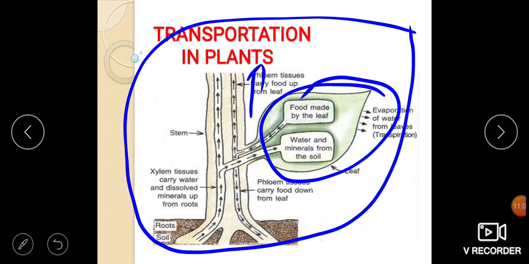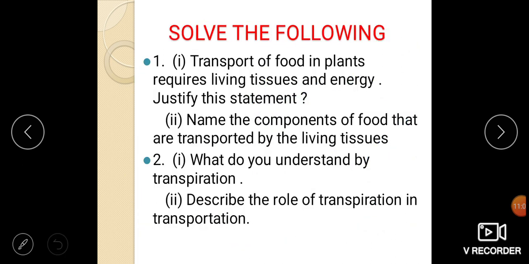Okay, at last I would like to put up some questions to you. The first question is, transport of food in plants requires living tissues and energy. You have to justify this statement. Second question is, name the components of the food that are transported by the living tissues. Especially you have to mention them in the plants.